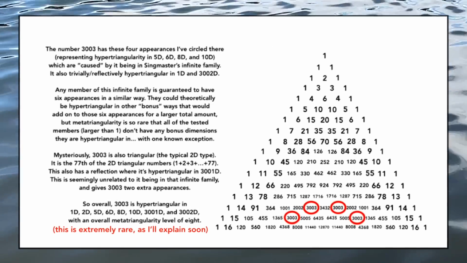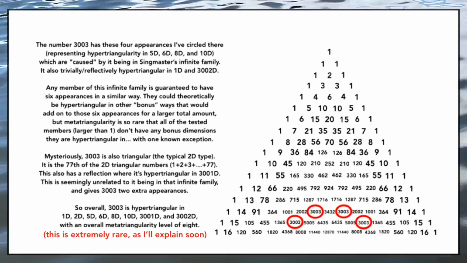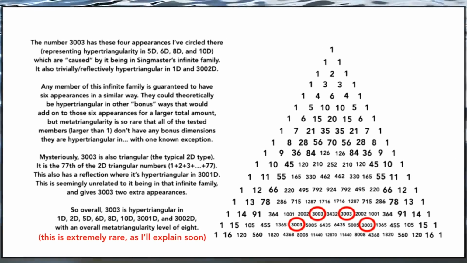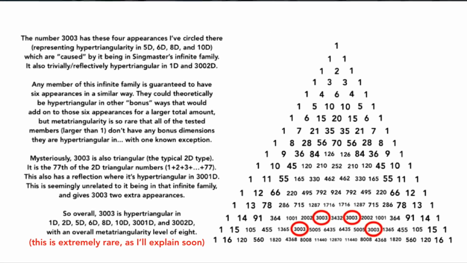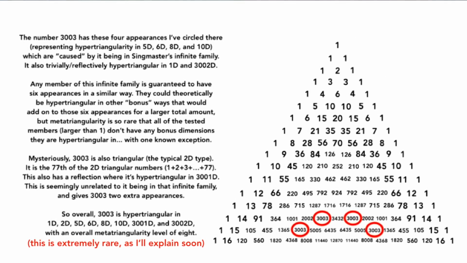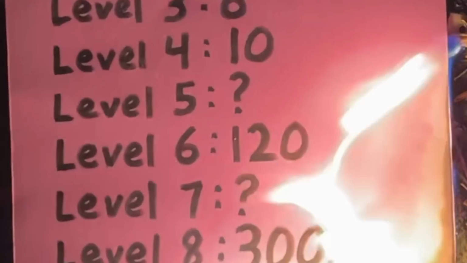It's the 77th triangular number, meaning it's the sum of the first 77 whole numbers, and that, along with the reflection of that, are like a separate magical bonus it has on top of being in that family. So overall, 3003 has 8 appearances.